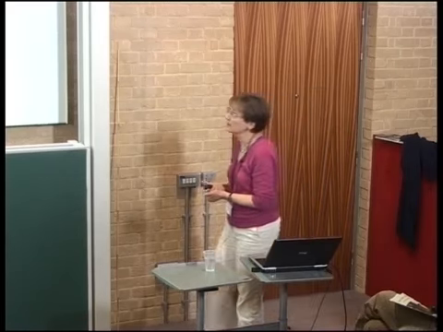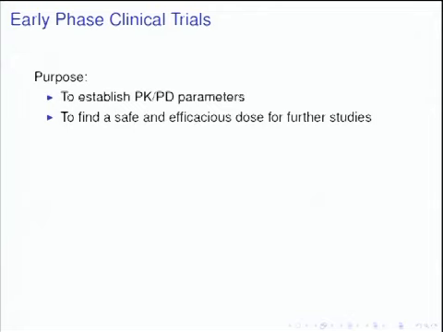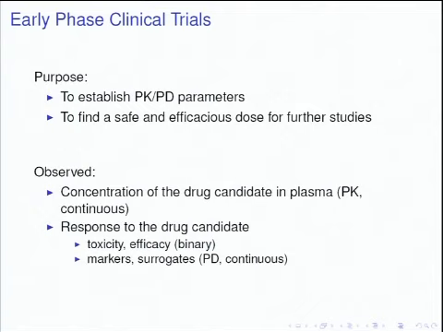Okay, so this is early. So we want to establish PK and PD parameters and to find safe and efficacious dose to recommend for further studies. And it doesn't have to be just one dose level, maybe more, but we will here focus on one. And what would be observed altogether? That would be concentration of the drug candidate in plasma. That would be a PK. And that's on a continuous range.